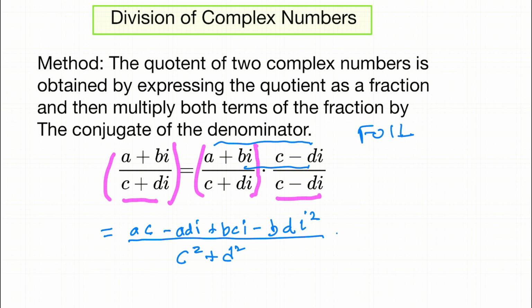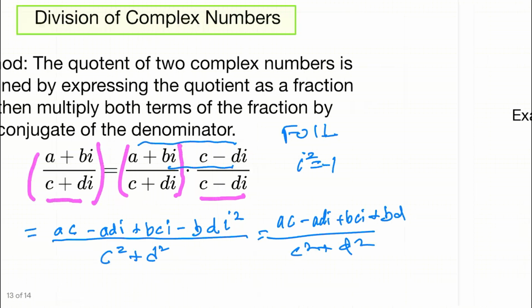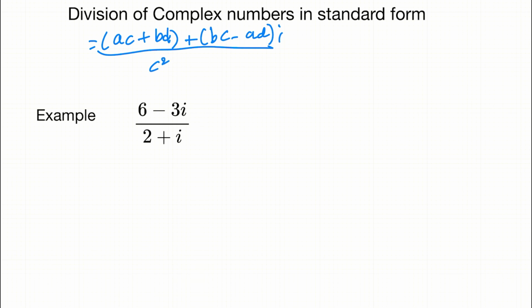Okay, now we know that i squared is just equal to minus 1, so we can rewrite this as ac minus adi plus bci plus bd, over c squared plus d squared. I'm going to continue this on the next page, and we're going to regroup everything. All right, continuing on, combining terms, we get ac plus bd plus bc minus ad times i, divided by c squared plus d squared.